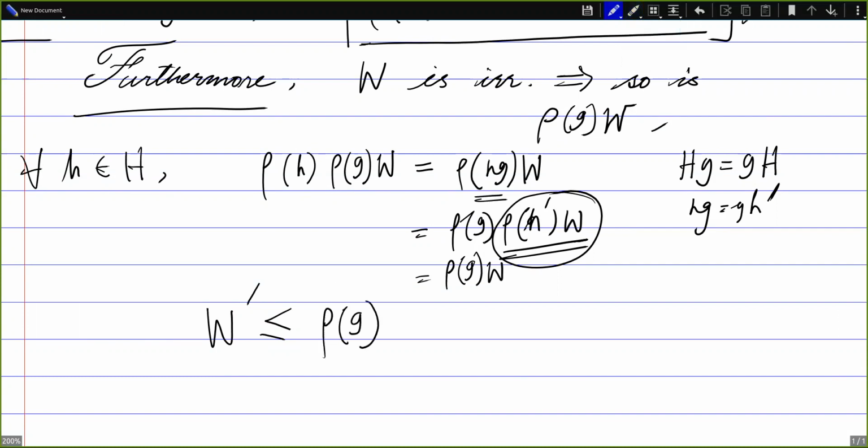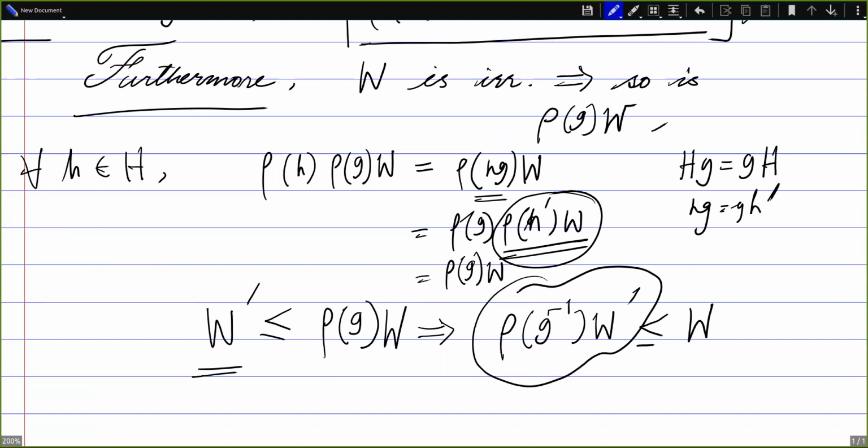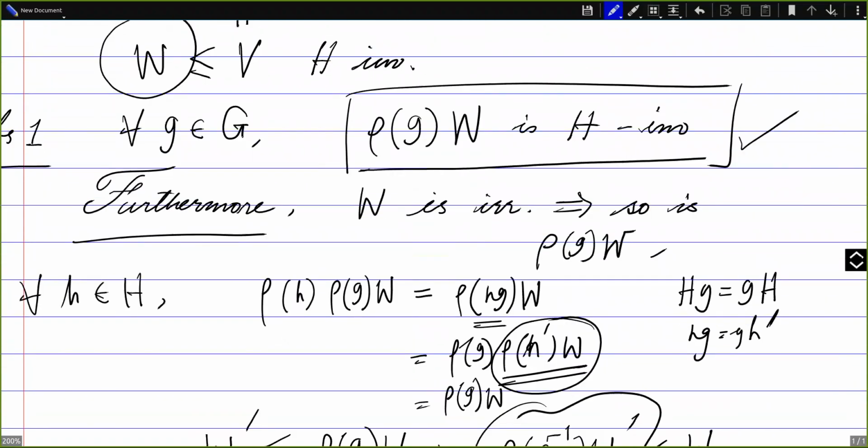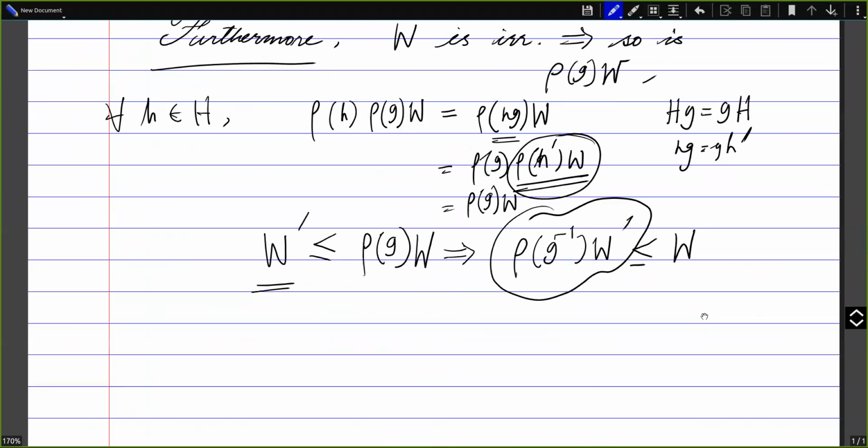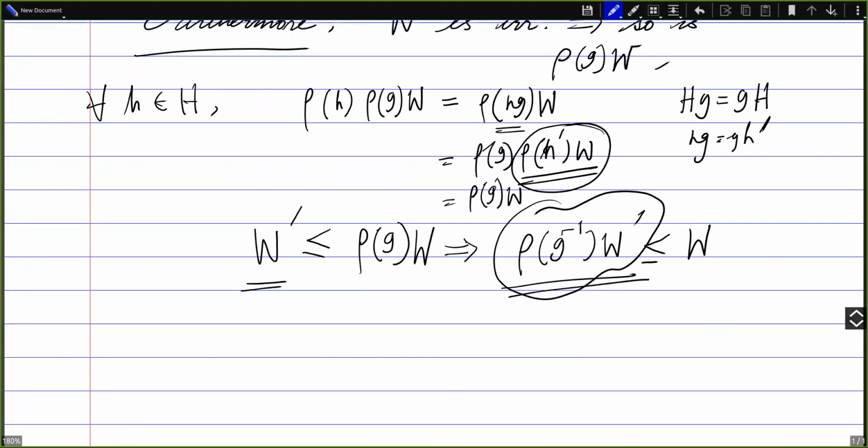W prime is an H invariant subspace of rho G W. Now since W prime is H invariant, from our earlier assumption we can say that rho G inverse on W prime is also going to be an H invariant subspace, and that is contained inside W. It's an H invariant subspace because we have just made a general observation that for any W and any G, this is what we are going to have. So this is an H invariant subspace of W.